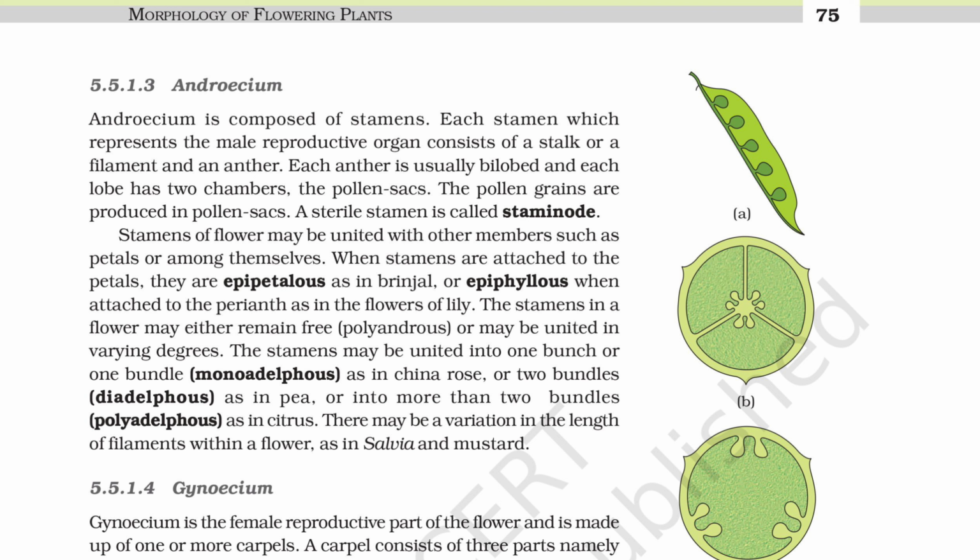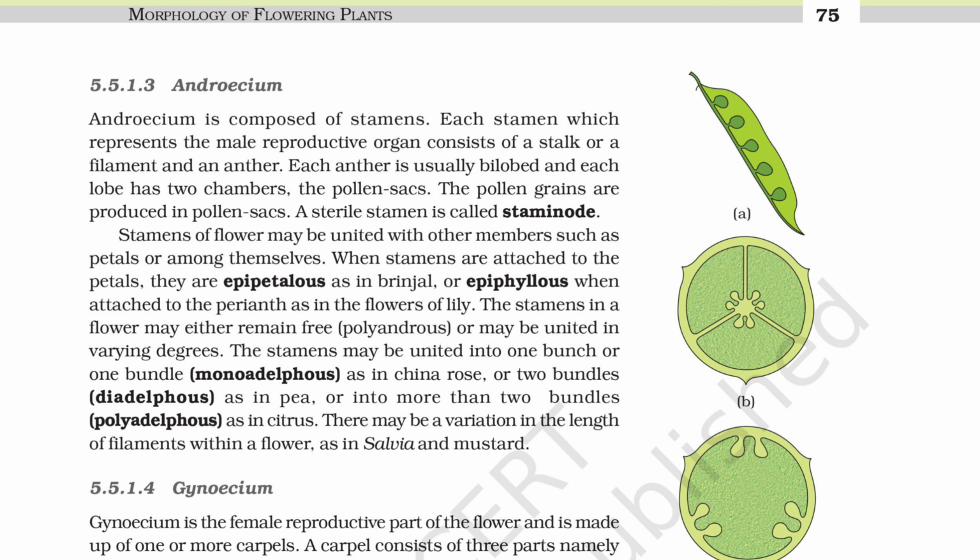Stamens of flower may be united with other members such as petals or among themselves. When stamens are attached to the petals, they are epipetalous, as in brinjal, or epiphyllous when attached to the perianth, as in the flowers of lily. The stamens in a flower may either remain free, polyandrous, or may be united in varying degrees.